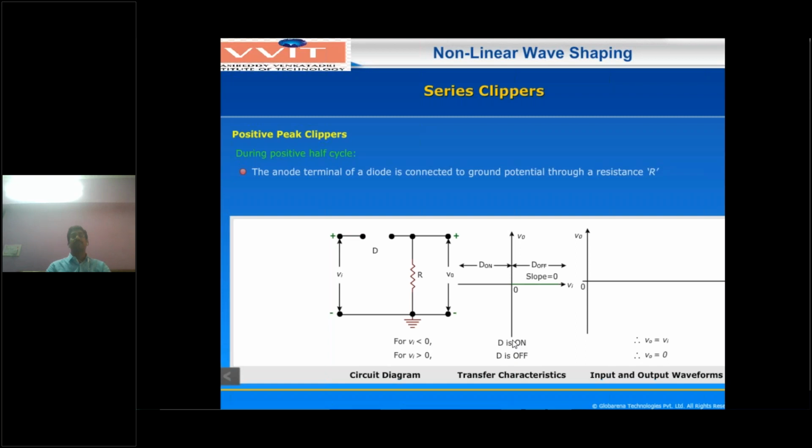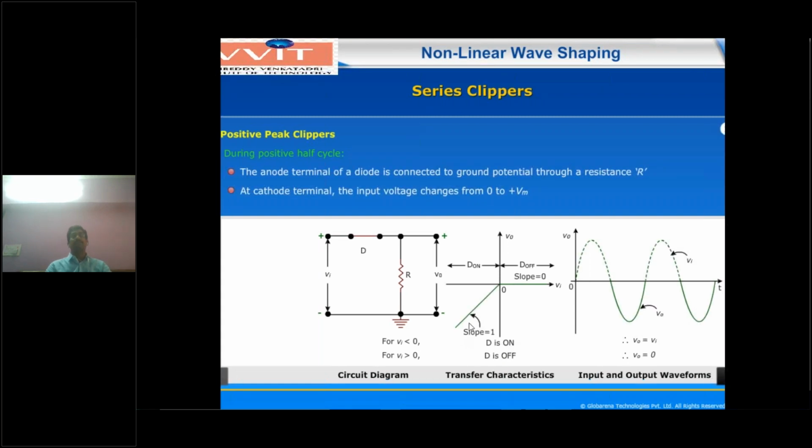According to these conditions, you have to draw the transfer characteristic curve also. You observe the transfer characteristic curve here. This is the diagram. The x-axis is the input voltage and the y-axis is the output voltage. The right-hand side is the positive voltage and this is the negative voltage, the negative peak values. For the negative peak values the diode will be on, slope equal to 1, V naught equal to VI. That's why the negative peak will be transmitted as the output waveform.